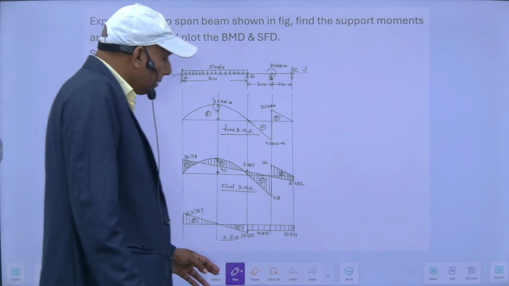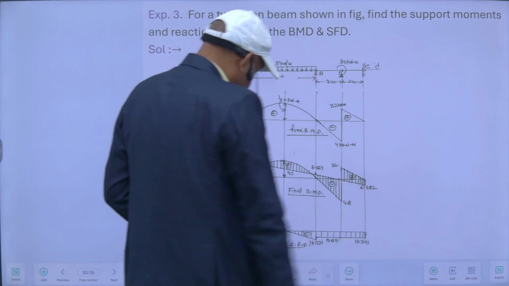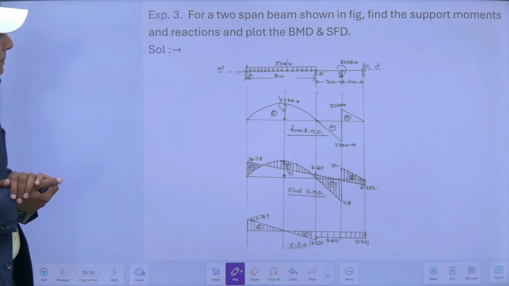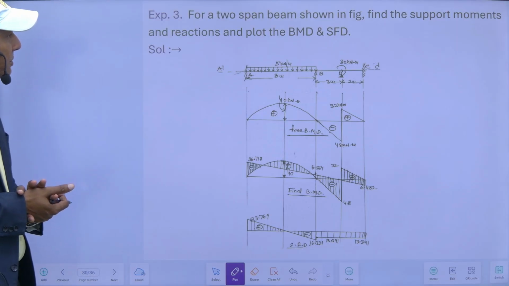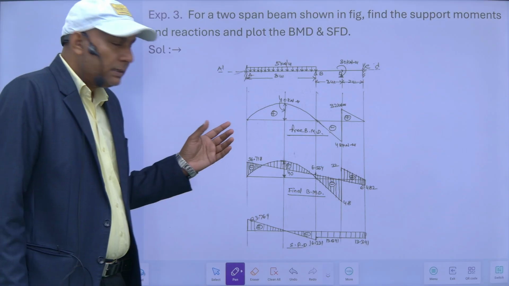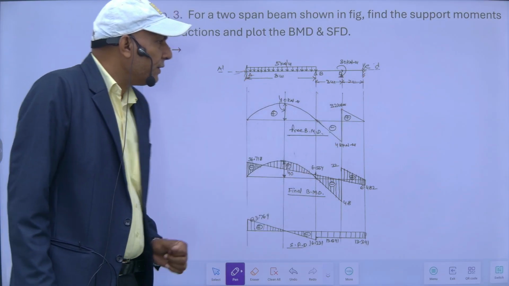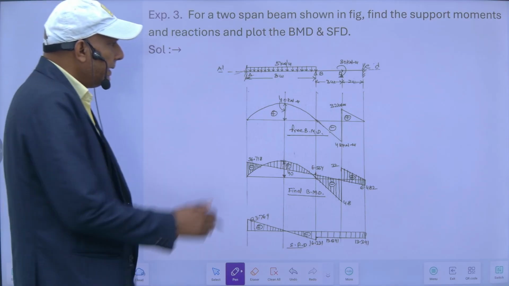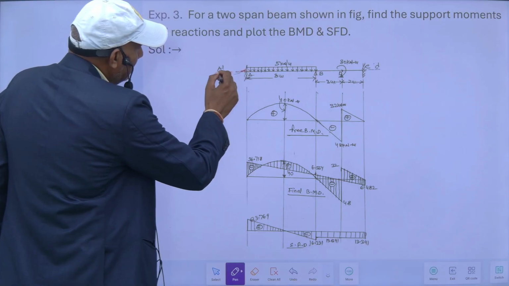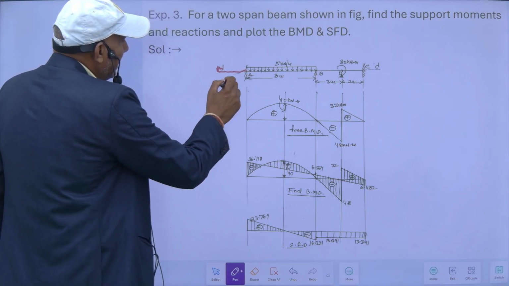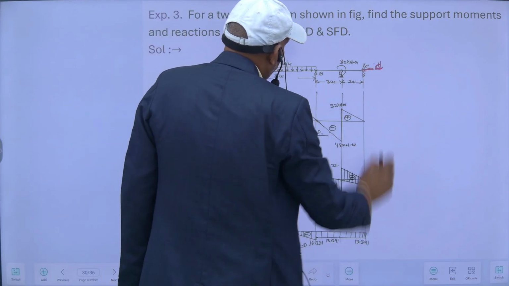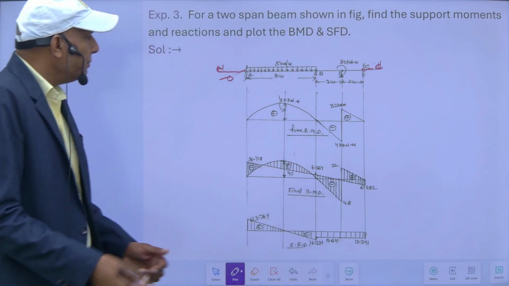Let's take another numerical. For a two-span beam shown in figure, find the support moments and reactions and plot the BMD and SFDs. So in this case, ends A and C are fixed. So these are fixed ends, and what I will do? Same, I will extend it to A1. So this is my imaginary span of zero span, and also I will extend this one. Then I will apply the three-moment theorem.